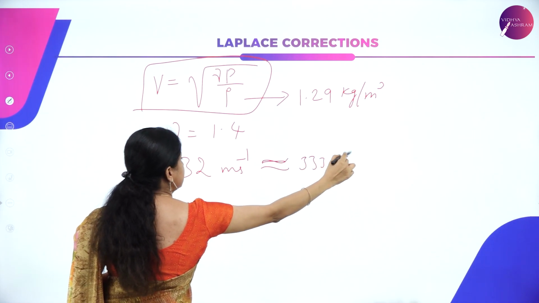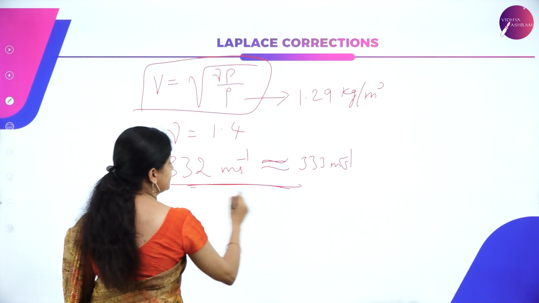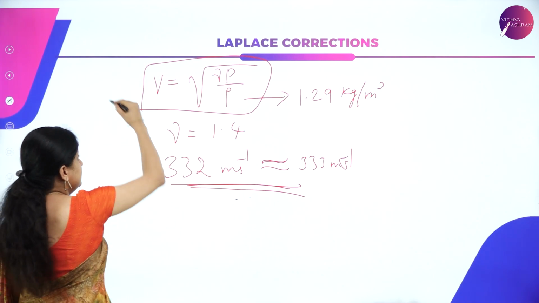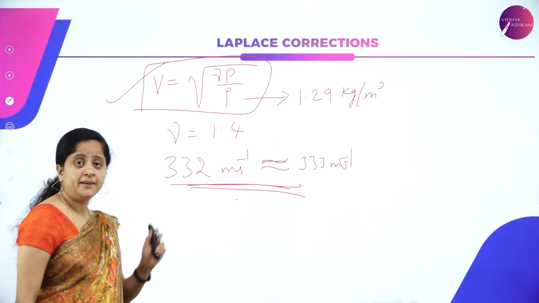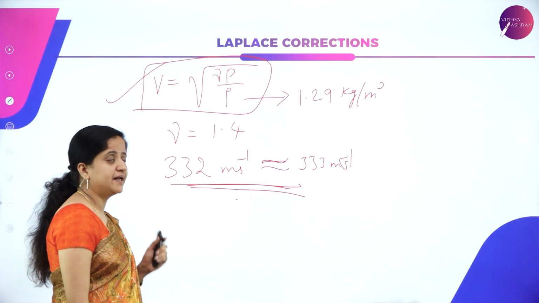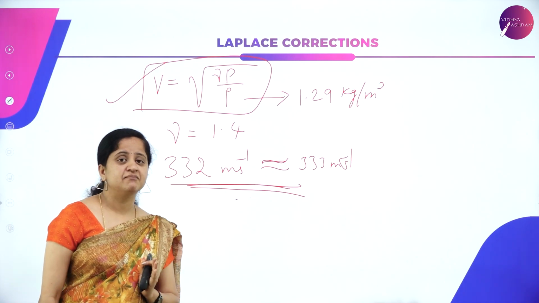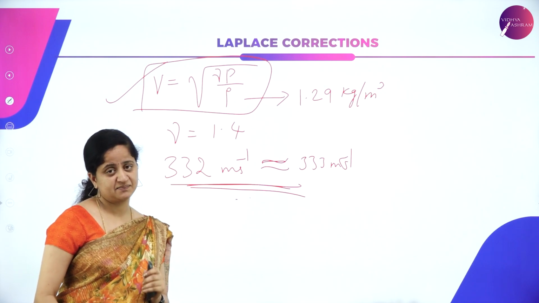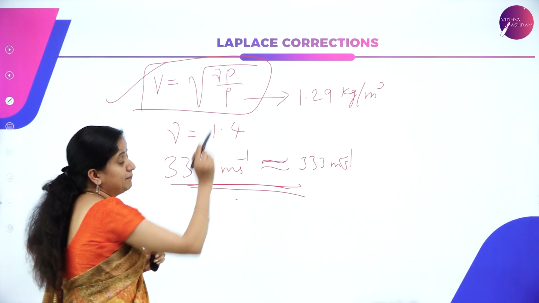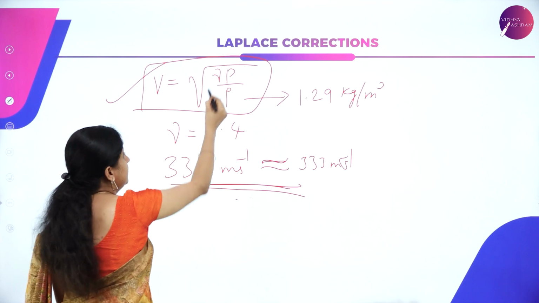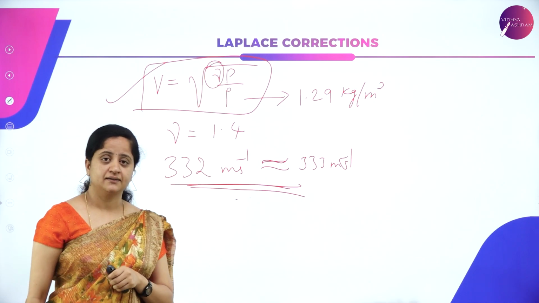This is almost equal to 333 meters per second, which is the actual value of the velocity of sound in air, and hence this formula gets approval. But Newton's formula is discarded because the value obtained by it does not match the experimental value. So this is the Laplace correction to Newton's formula, by introducing a term called gamma.